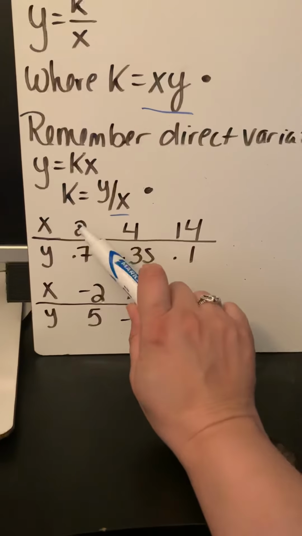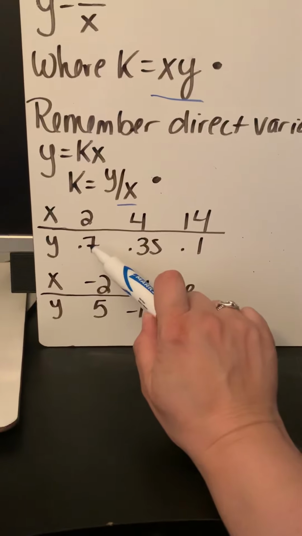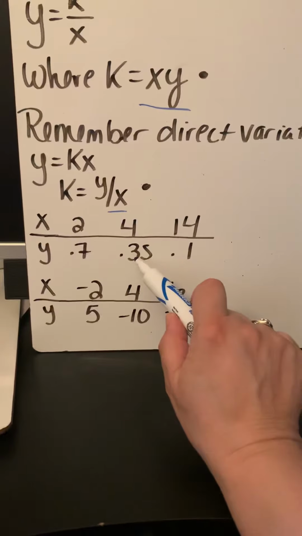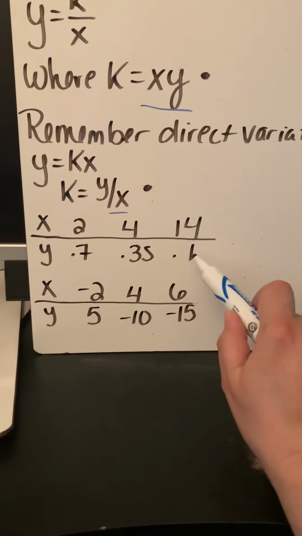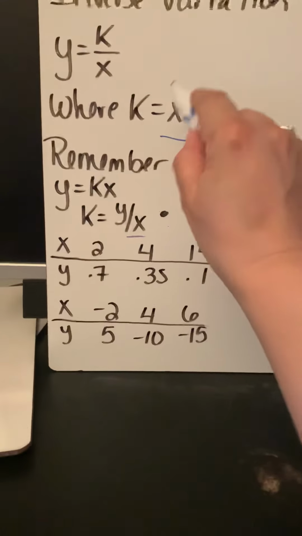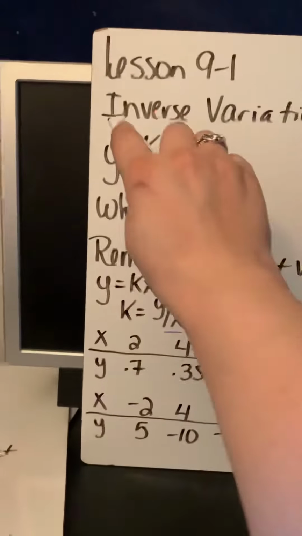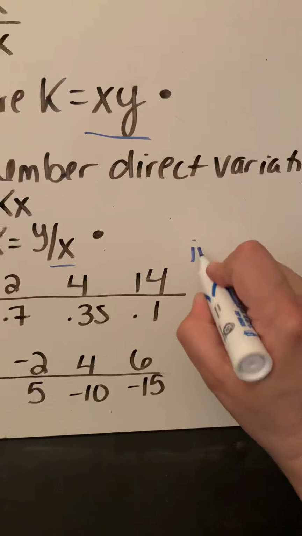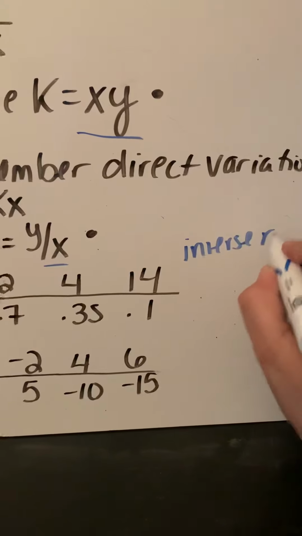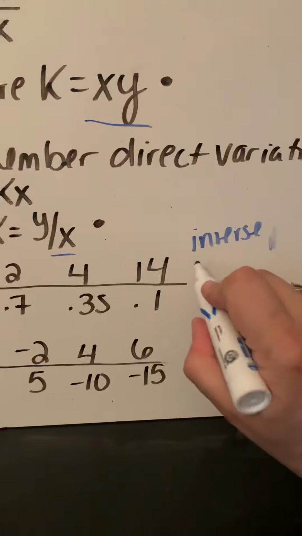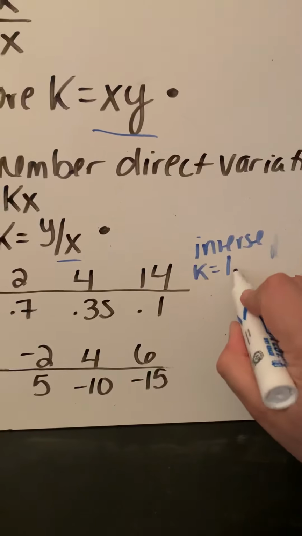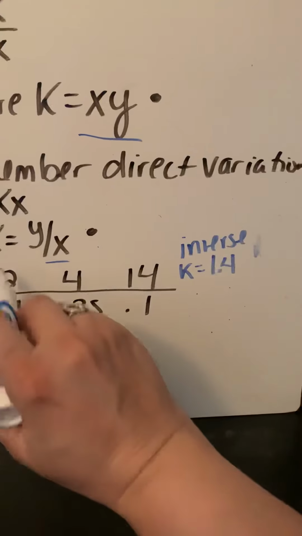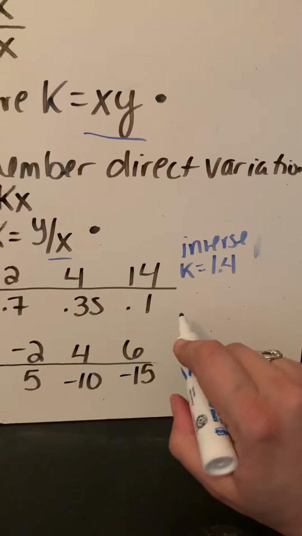So I look, 2 times 0.7, 1.4. 4 times 0.35, 1.4. 14 times 0.1, 1.4. So I multiplied. Therefore, I have an inverse variation. So this would be an inverse variation, with k equaling, what did I say k was? 1.4, because every time I multiplied those, it was 1.4.